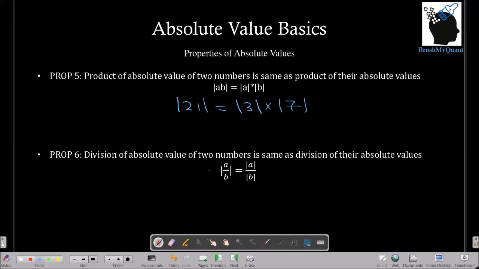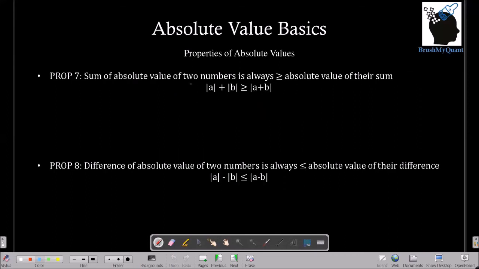The absolute value of the division of two numbers is the same as the division of their absolute values. This is similar to the product. So what we are saying is mod of 4 by 2 is going to be the same as mod of 4 divided by mod of 2, which is nothing but 4 by 2 or 2.